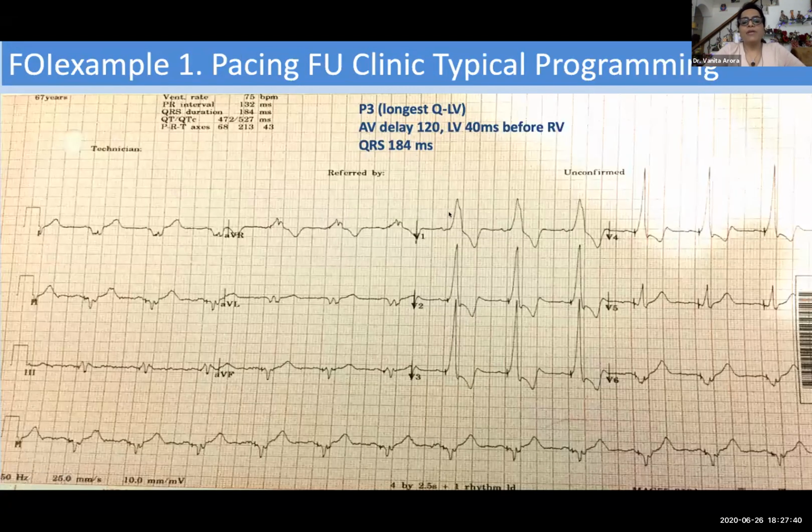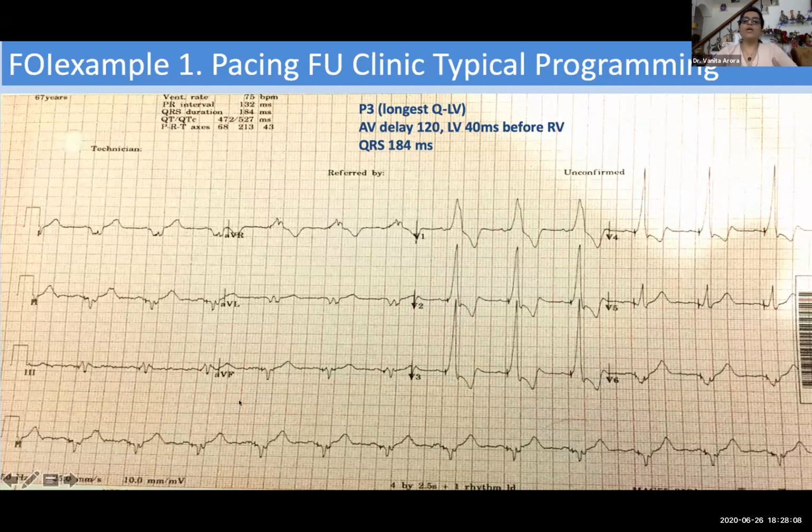Here, the patient is pacing from P3, which is the longest QLV which we got, and the AV delay was the nominal 120, and we paced at the default of LV 40 milliseconds before RV. And if you look at V1, it's a beautiful positive V1. All the forces are towards the left. Lead 1 is negative. But what do we have here? What we have is a wide QRS. The QRS width is still 180 milliseconds.